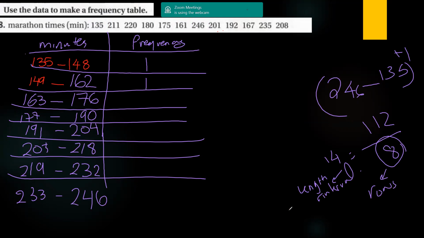We have 2, teacher. Yes, there are 2: 175 and 167. So 2. Now, from 177 up to 190.